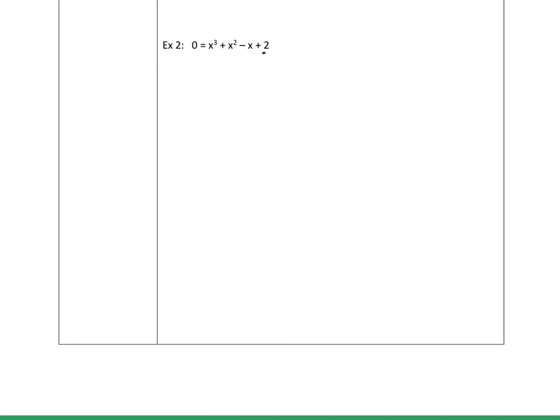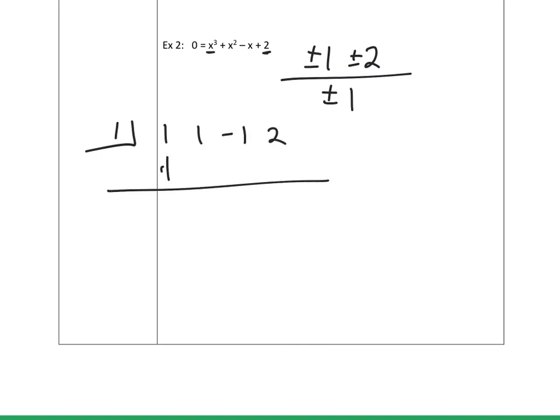So possible constant coefficients are plus or minus 1, plus or minus 2. Leading coefficient is 1. So it looks like I'm going to have 1, -1, 2, -2. Okay? So we will start with 1. That's my ledge guy. My numbers are 1, 1, -1, and 2. Drop down the 1. 1 times 1 is 1, 2, 2, 1, and it doesn't work.